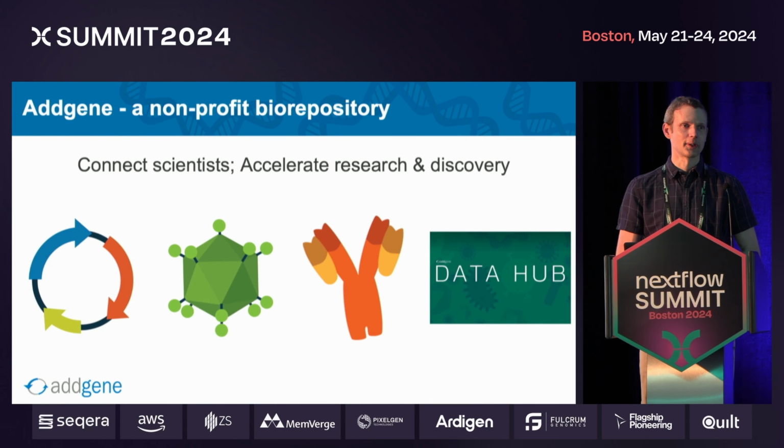Since our initial plasmid repository started, we have expanded into other DNA-based materials that are derived from plasmids, so viral vectors and antibodies. And recently we've started a data hub where we're encouraging scientists to deposit their experimental data with us so that scientists can share what works and what doesn't work, and really make it easier for scientists to plan their next experiments.